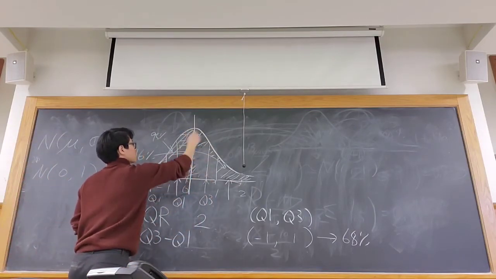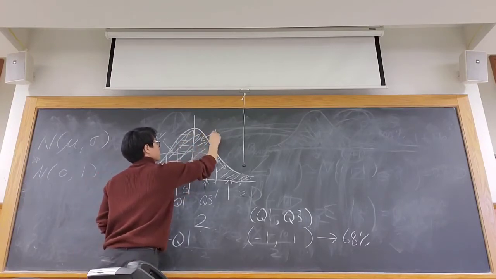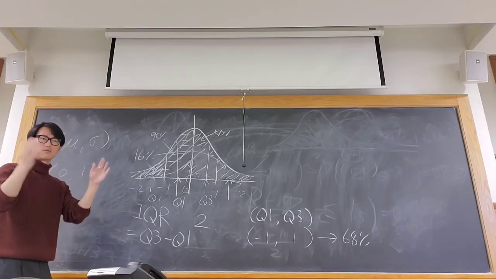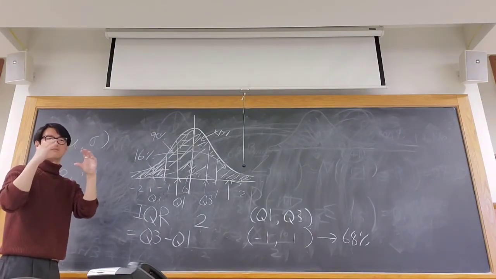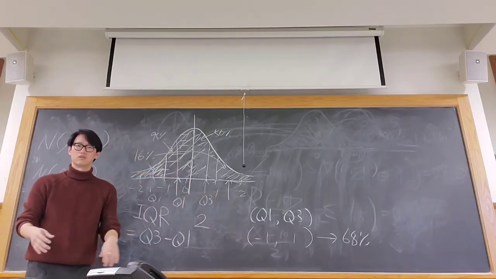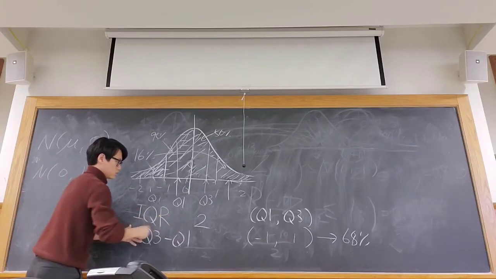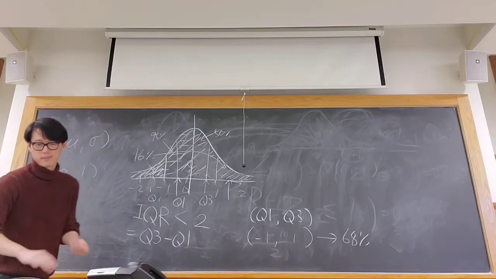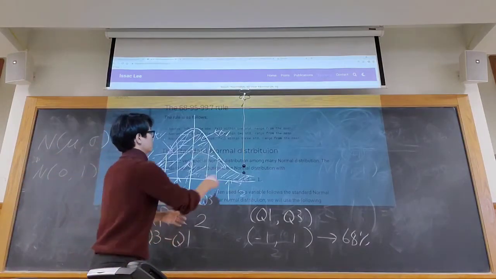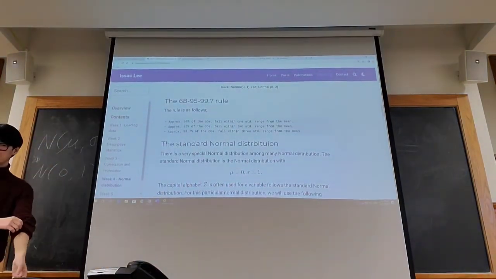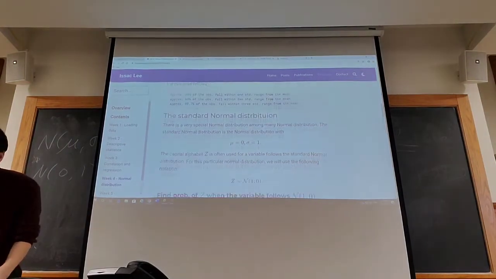So this part should capture 25, right? So when you think about the IQR, it should capture the 50%, right? When you think about the -1 to 1, it captures the 68. So this one should be less than 2. Okay? So that's the rule.